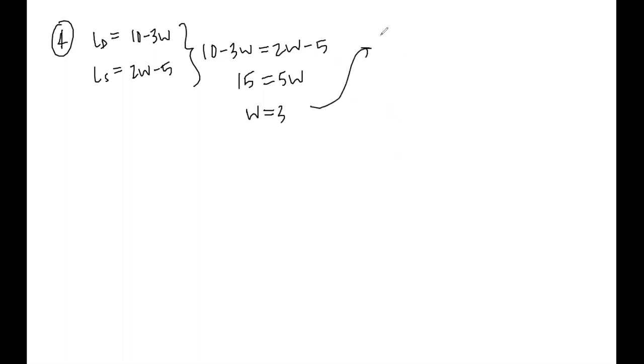And then plugging that back into either one, we see that labor equals, I'm going to use the second one, 2 times 3 minus 5. So 2 times 3 is 6. 6 minus 5 gives us 1. So for this last one, we see that the equilibrium wage is $3, and the equilibrium level of labor is 1 worker.